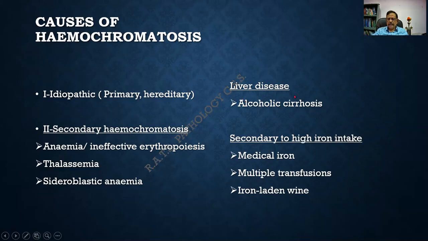Also, liver diseases such as alcoholic cirrhosis, or sometimes it can be because of an increased amount of iron intake. It can be medicinal iron, repeated transfusions, or wine which is iron laden. So these are the various causes for hemochromatosis. I would like you people to kindly memorize this etiological table.